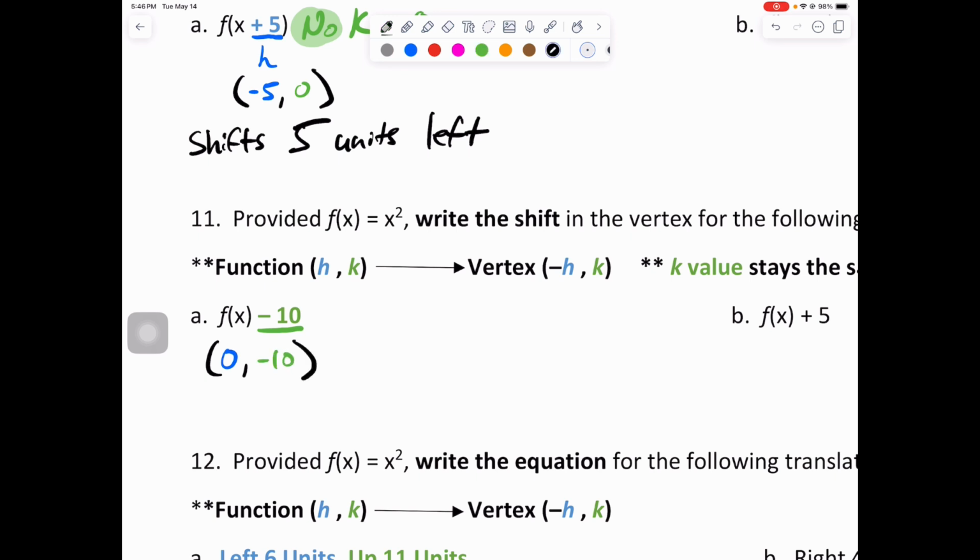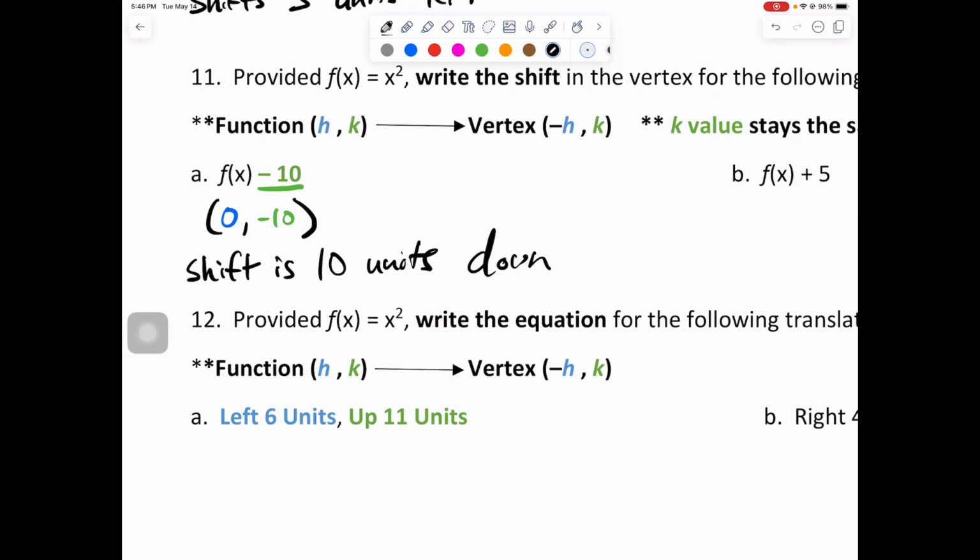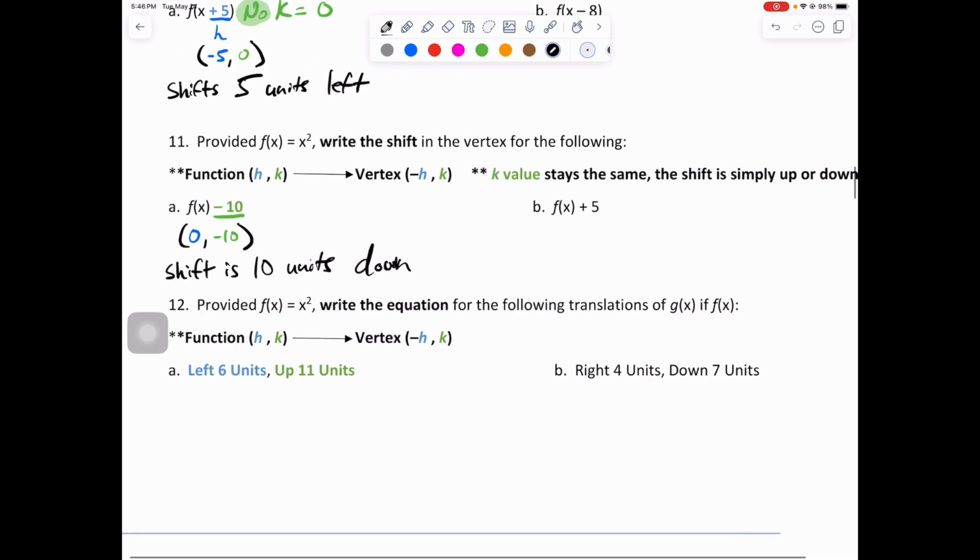Now, our k runs vertical, up and down, and when it's positive, it goes up, and when it's negative, it comes back down. So at 0 and negative 10, our shift is 10 units down. Sorry about the W there. Go ahead and try B independently.